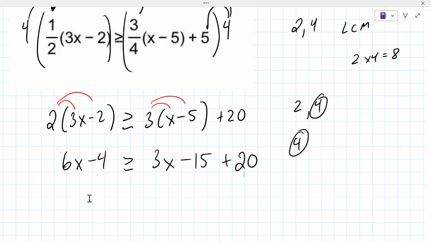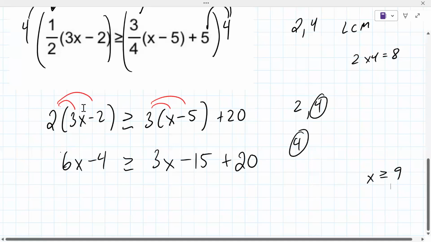All right. How are you doing on this one? Well, I ended up with x is greater than or equal to 9, and it said it was wrong on my MyMathLab.